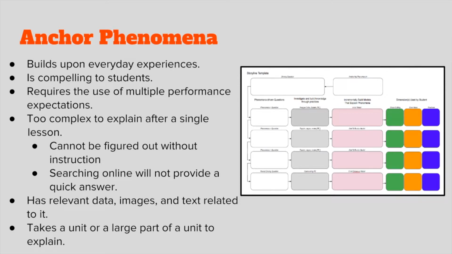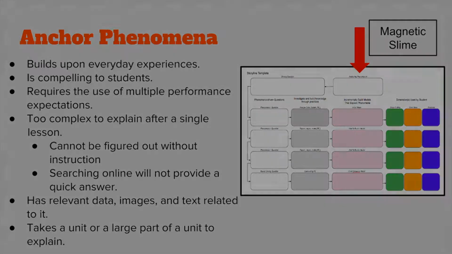Anchor phenomena will take students a whole unit or a large part of a unit to explain the science behind it. The example that will be shown is the anchor phenomena magnetic slime for half of the third grade kit Motion and Matter. It will engage students around Investigation 1, Forces, and Investigation 4, Mixtures.